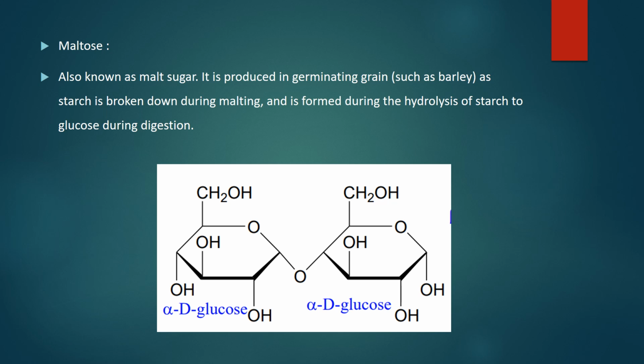Maltose is also known as malt sugar. It is produced in germinating grain from barley. Starch is broken down during the malting process, and maltose is formed during the hydrolysis of starch to glucose during digestion. Maltose is made up of two glucose units: two molecules of alpha D glucose combined together produce maltose.